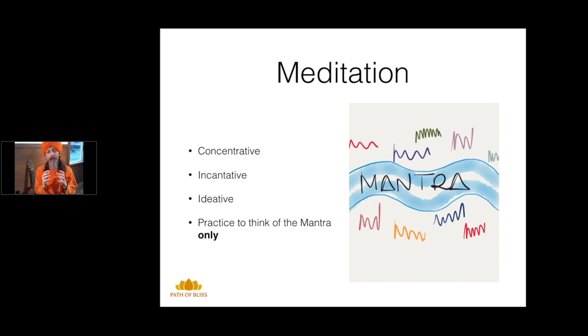And what is the practice? The practice would be that many thoughts are coming in your mind, you're thinking about this, thinking about that, then jump to something else, then thinking about something else. But now, when you are meditating, you want to practice to think of the mantra only, nothing else. So you are thinking of the mantra, but you will notice that still the mind goes in different directions, but you keep concentrating on the mantra.